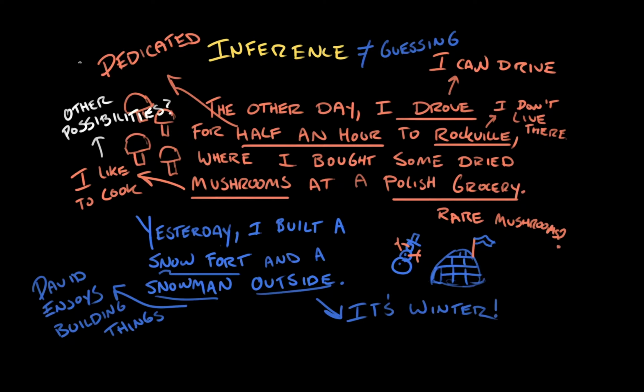And that's why it's so important to root your inferences in the sentence itself, in the text itself, so that you can say, well, I figure this much is true. Here's what I can reasonably assume. And if you can do that, you have made an inference.